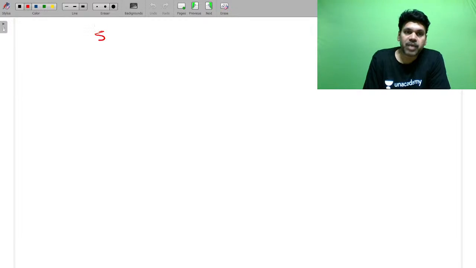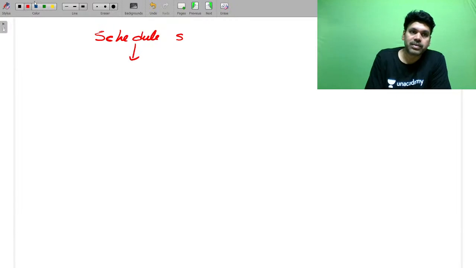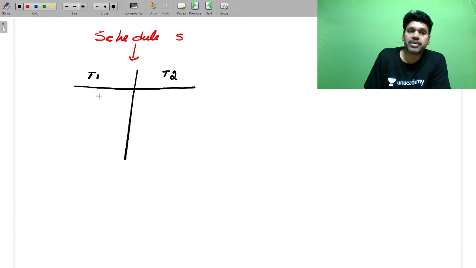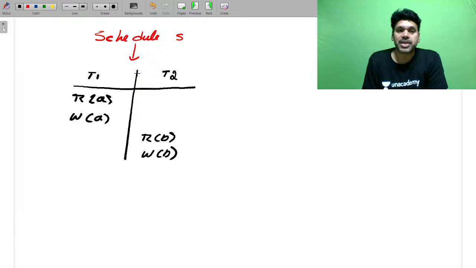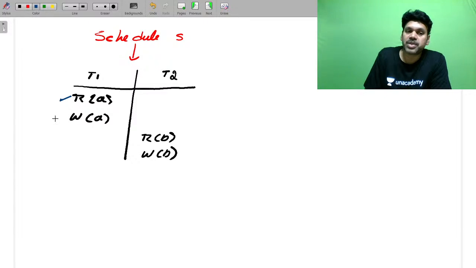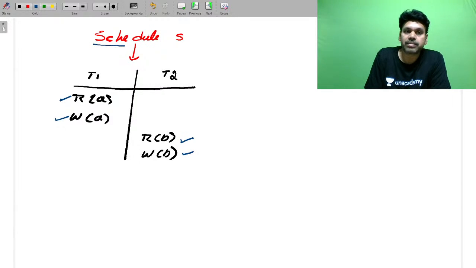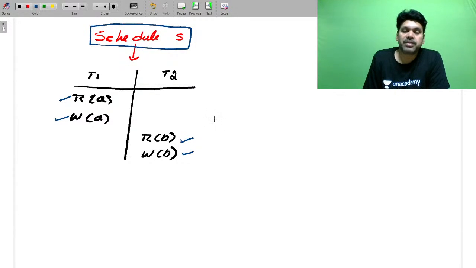Now, when I'm talking about a schedule, it consists of two transactions, transaction 1 and transaction 2, where you have read A and write A, and this is read B and write B. Transaction 1 is trying to execute a read action on object A, and transaction 2 is executing read and write actions on object B. So dear friends, this is the meaning of a schedule.